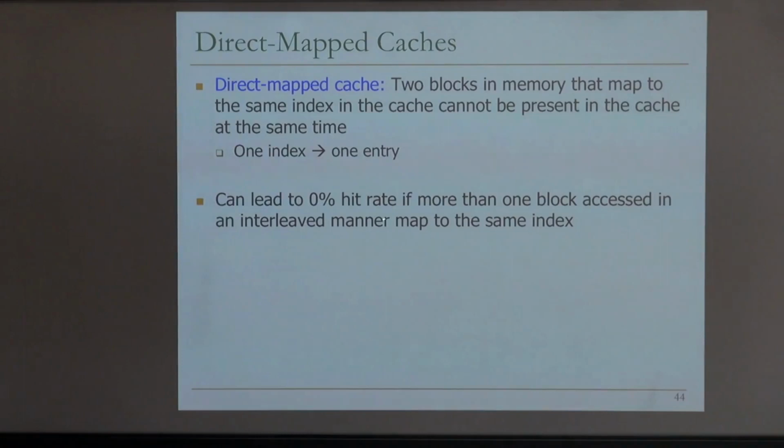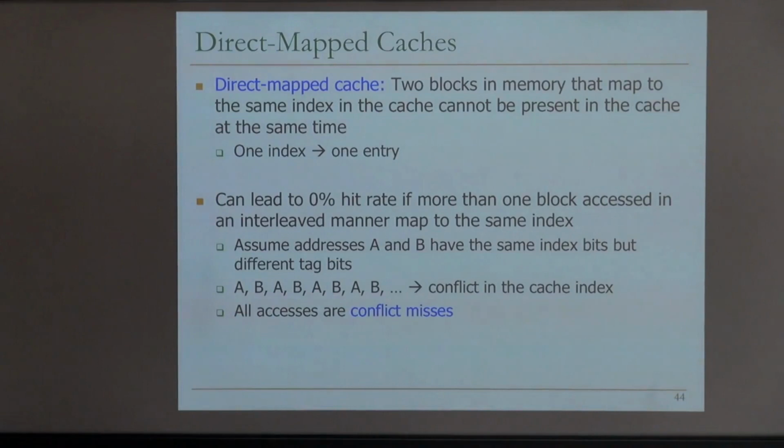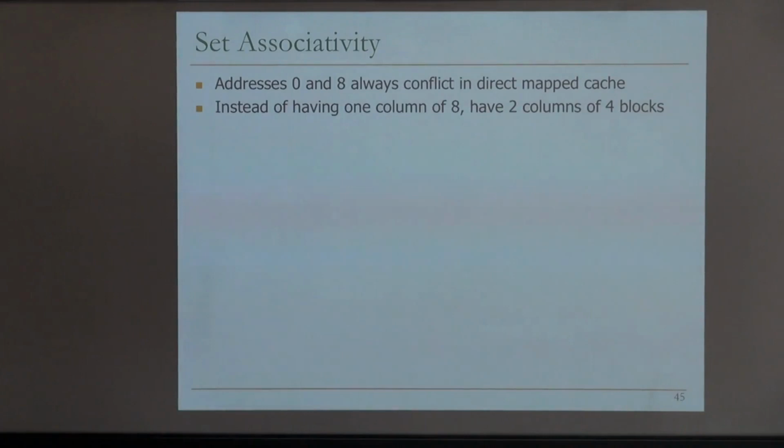So I showed you block 0, block 8. You can assume A and B. And these are called conflict misses. They conflict in the same location in the cache. I already said this, I think. So basically, how do we eliminate this?